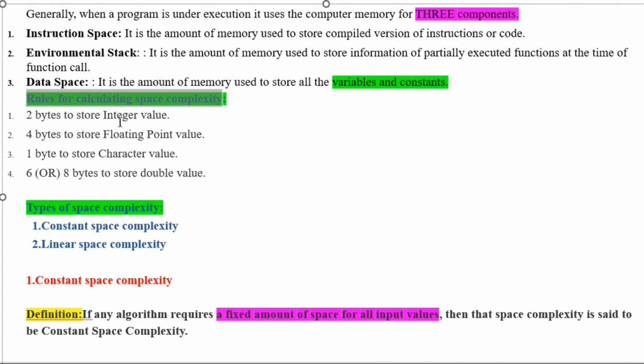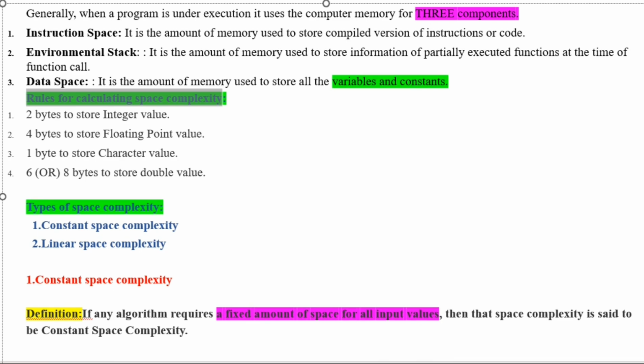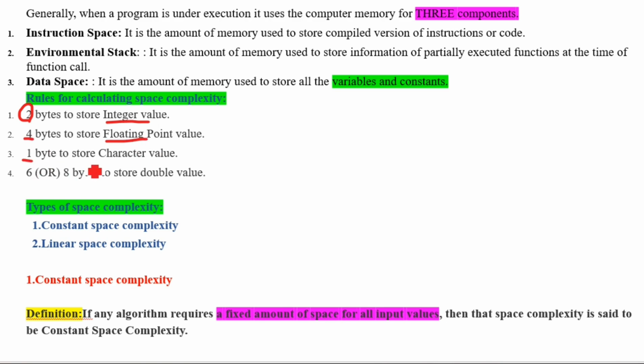Next, a few rules are used for space complexity. So that is 2 bytes are used to store the integer value, and 4 bytes are used to store the floating point value. 1 byte is used to store the character value. 6 or 8 bytes are used to store a double value or long value.